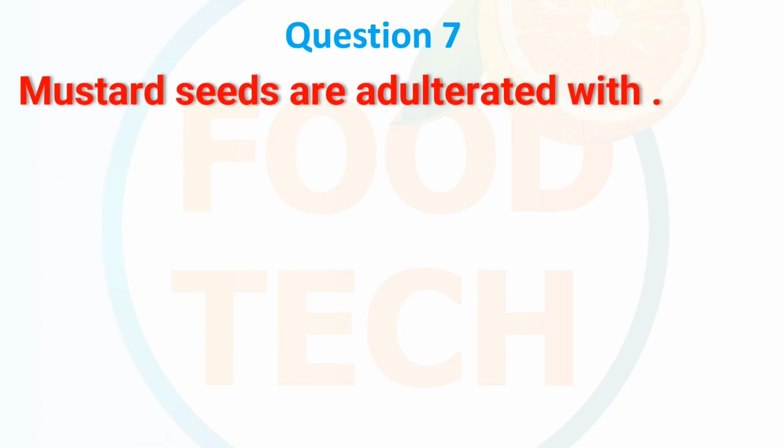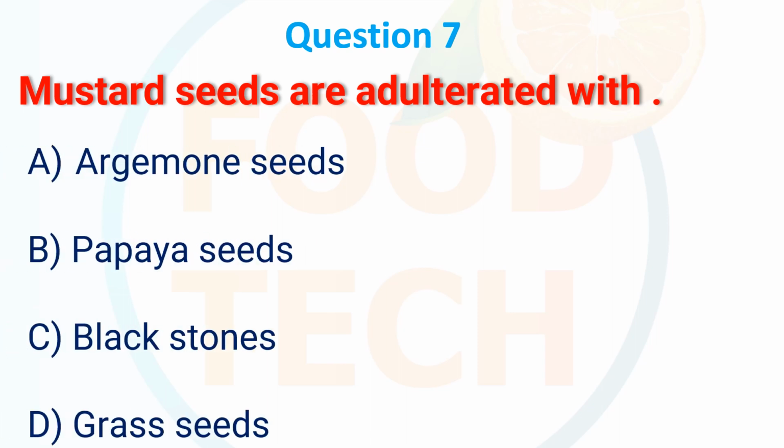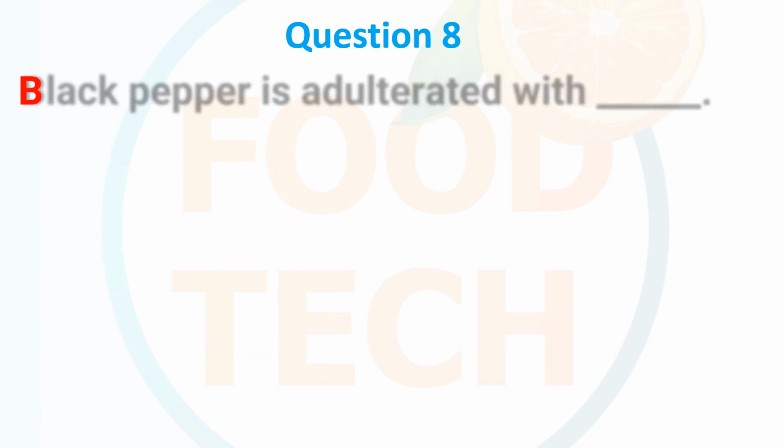Mustard seed is adulterated with: A. Argemone seed. B. Papaya seed. C. Blackstone. D. Grass seed. The answer is A. Argemone seed.